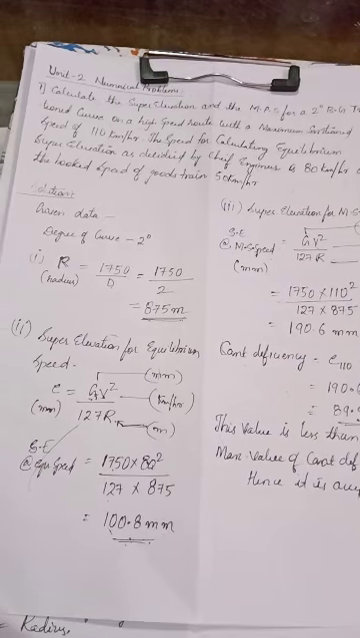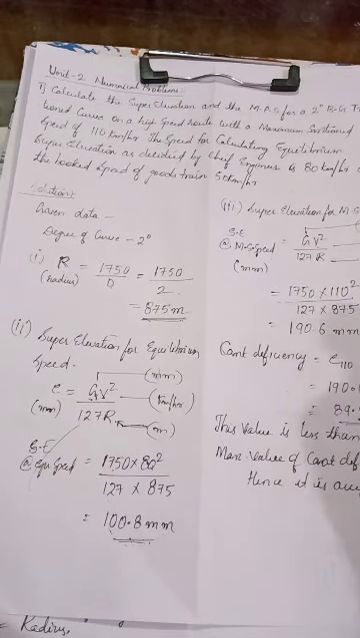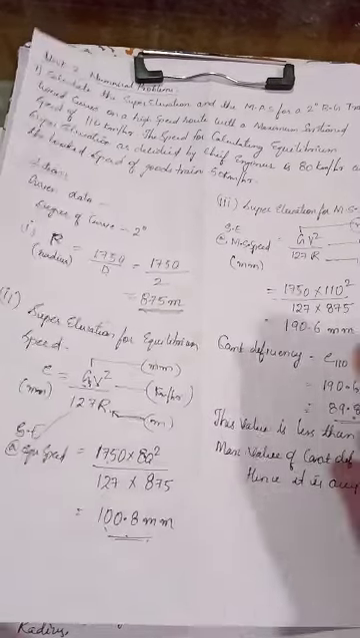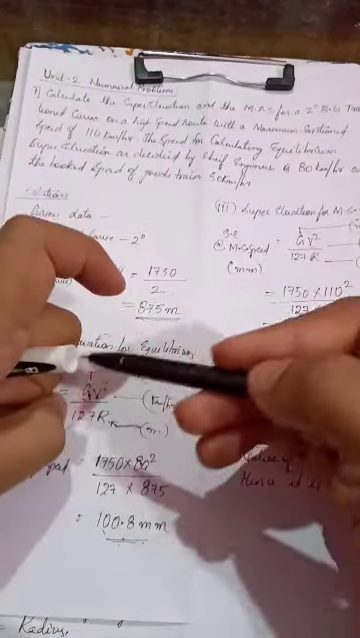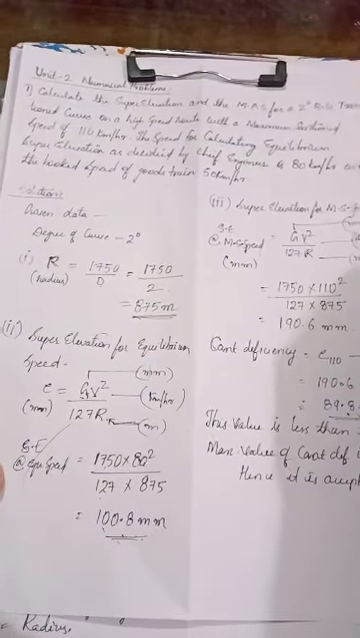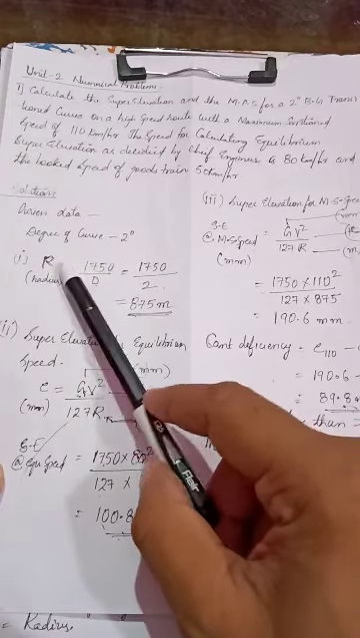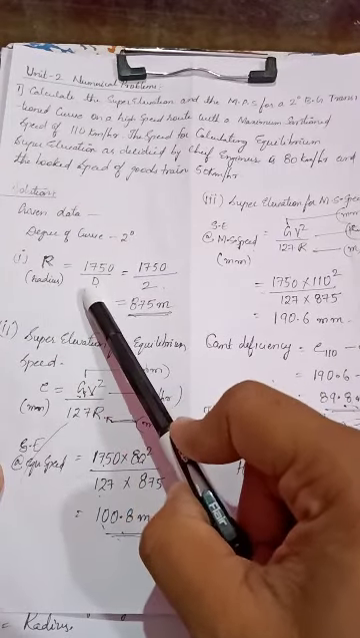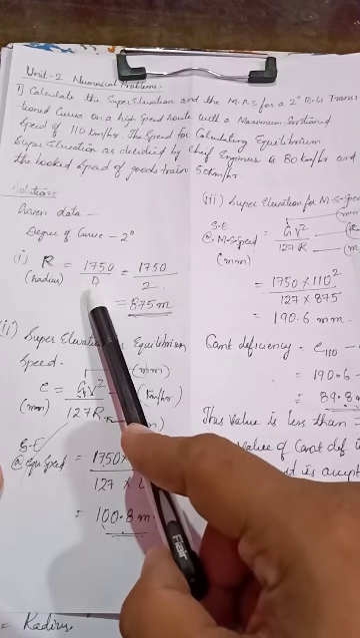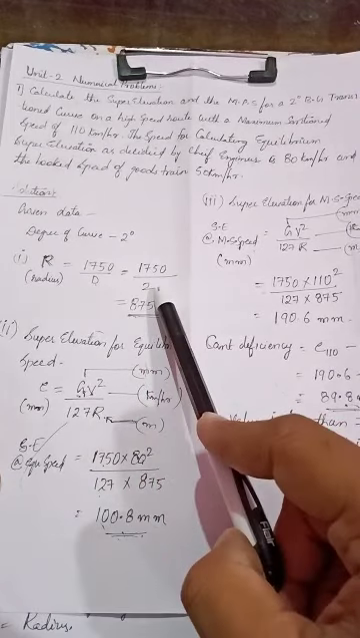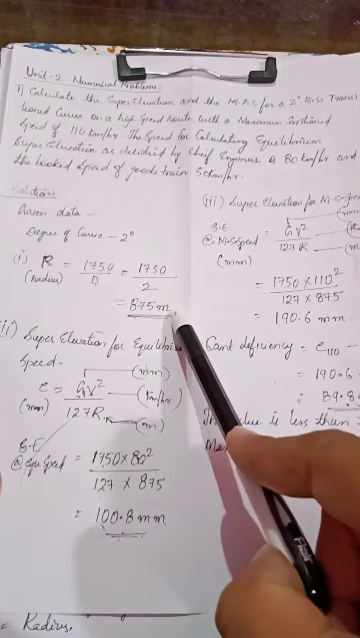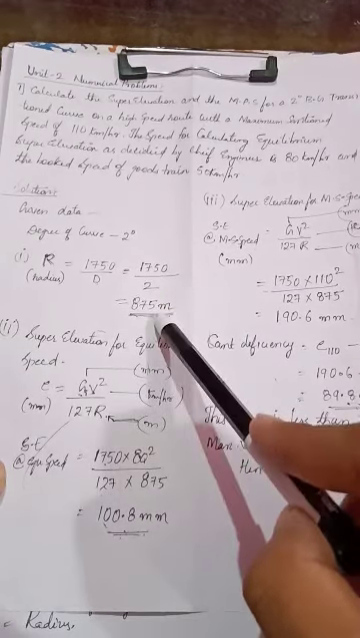Okay, so solution. We'll start with given data. The degree of curve is 2-degree broad gauge transition curve. It is given over here. So we need to find radius. The relationship between radius and degree is radius is equal to 1750 by D, where D is degree. So 1750 by 2 is 875 meters. The radius is always in meters.